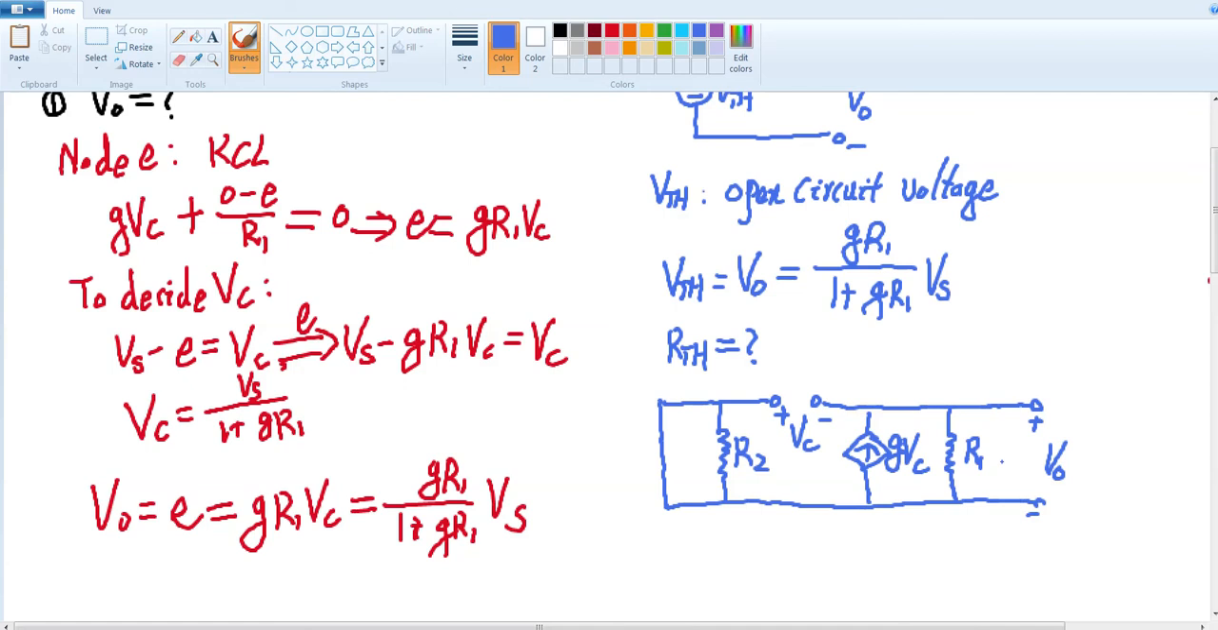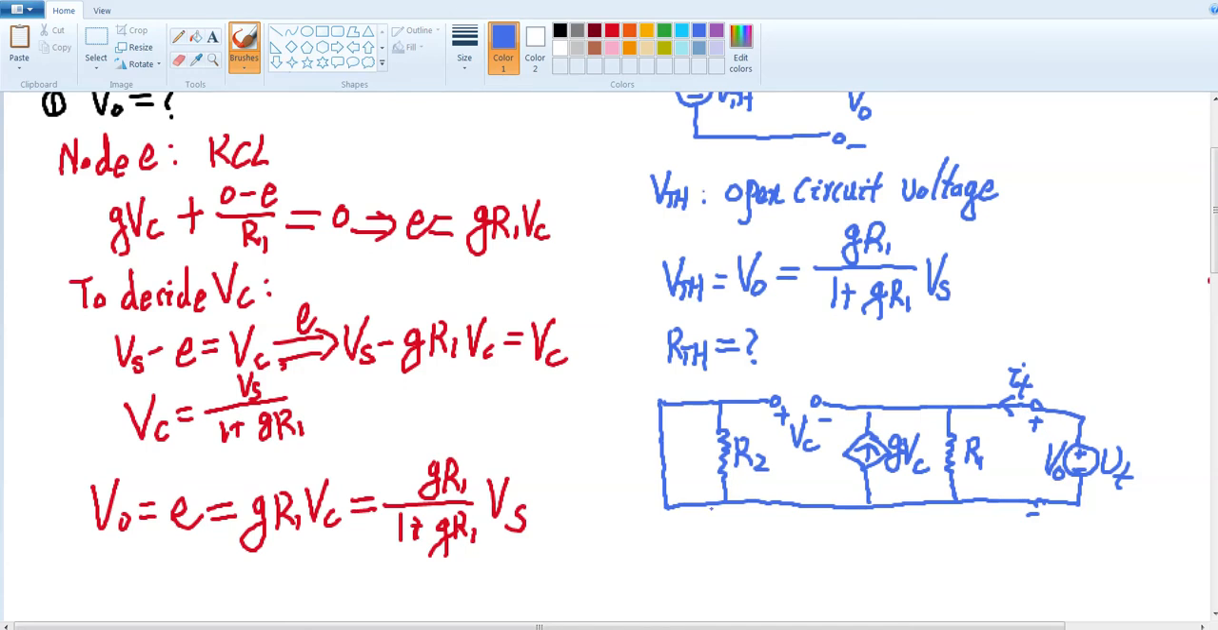This is not a trivial problem for this part. So we cannot immediately say what is the Thevenin resistance. So the way to solve it is to put a test source as an output terminal. So here we put a test voltage source and we call its value VT. And we see the current at the output port is IT, the test current.